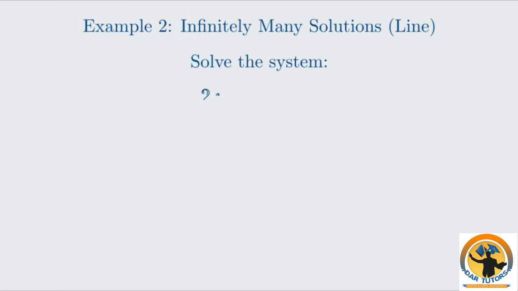Now let's examine a case with infinitely many solutions. This occurs when the planes intersect in a line. Consider the system 2x minus y plus z equals 5, x plus y minus z equals 2, and 3x minus 3y plus 3z equals 8.